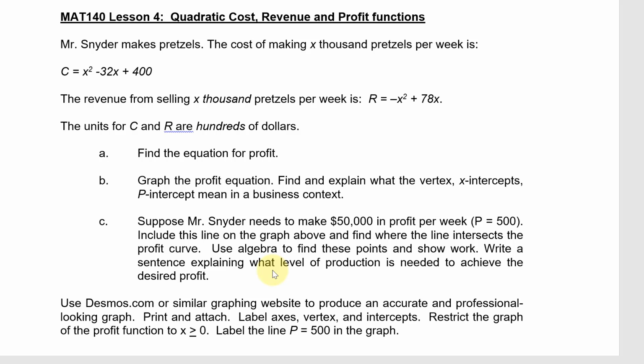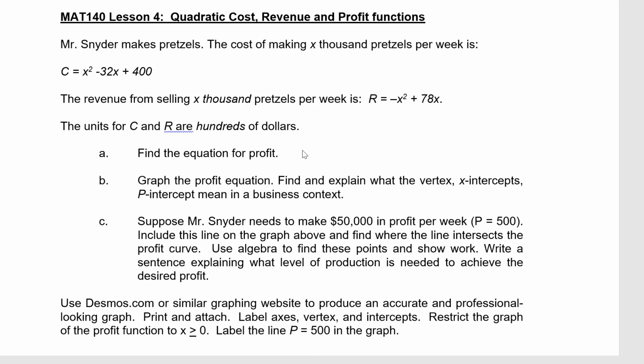because x is the number of pretzels. It's actually the number of pretzels in thousands. So if x was 1, that would actually be 1,000 pretzels, and x equal 2 is 2,000 pretzels. So we're not going to have a negative number for x. It's 0 or greater. So we'll restrict the graph to only represent values of x that are greater than or equal to 0, and also label the P equal 500 line in the graph.